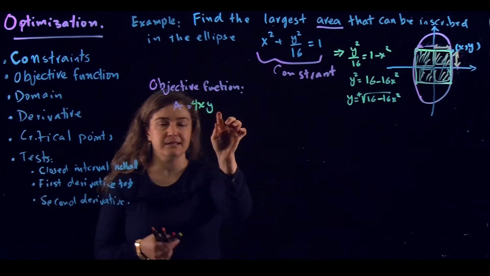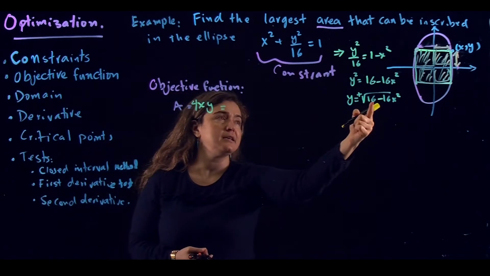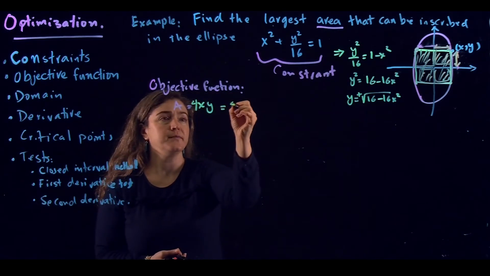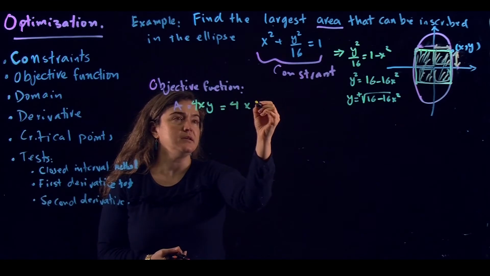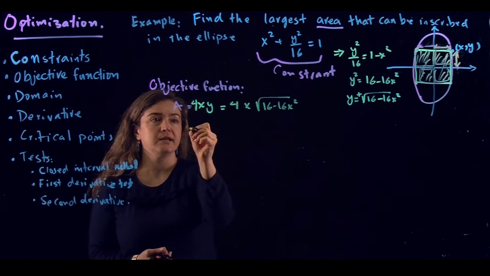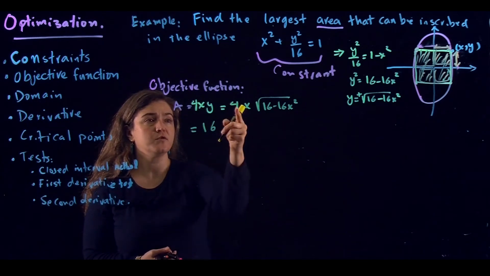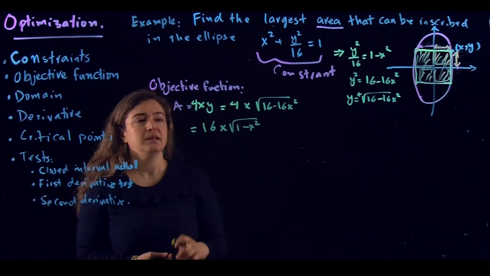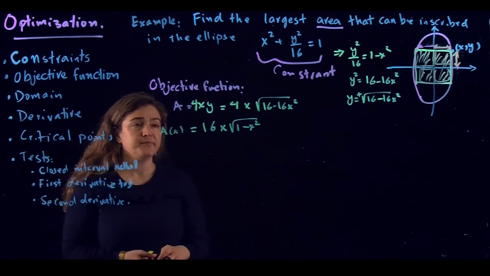Now I replace this in here, and I can keep the 16 inside or outside the square root, or I can write 16 coming outside becomes 4. 4 times 4 is x. And this becomes my objective function.